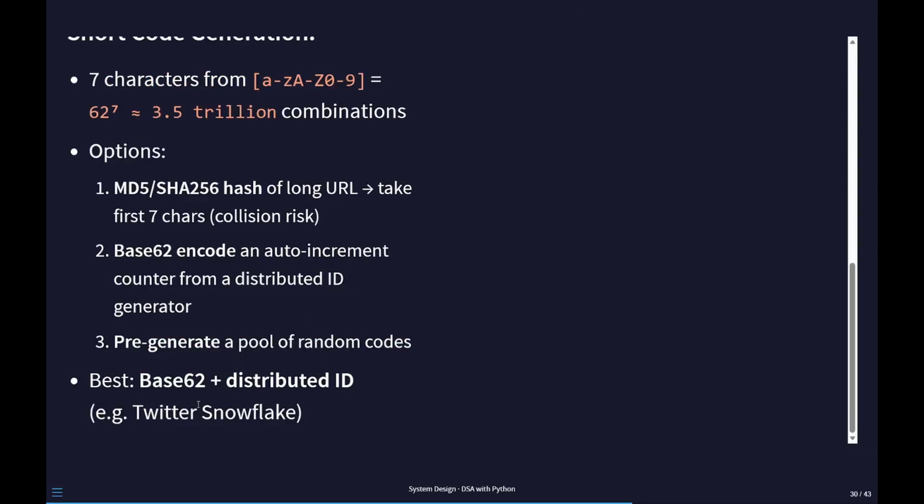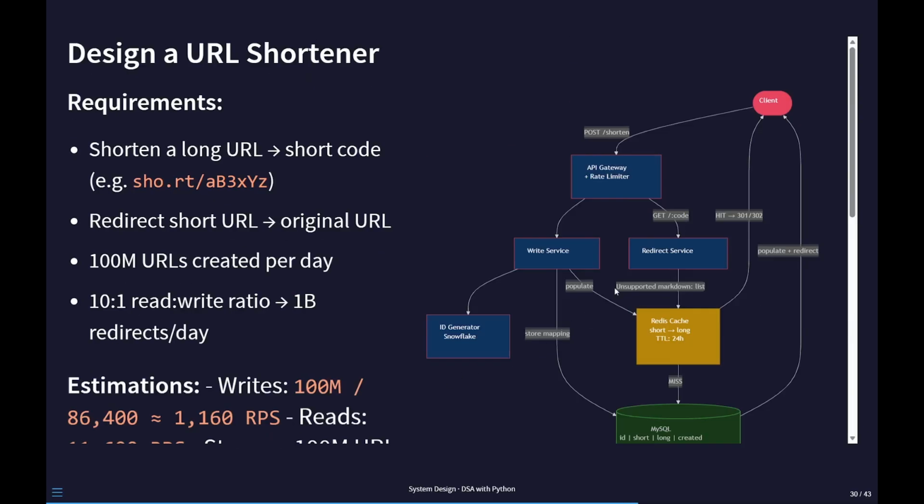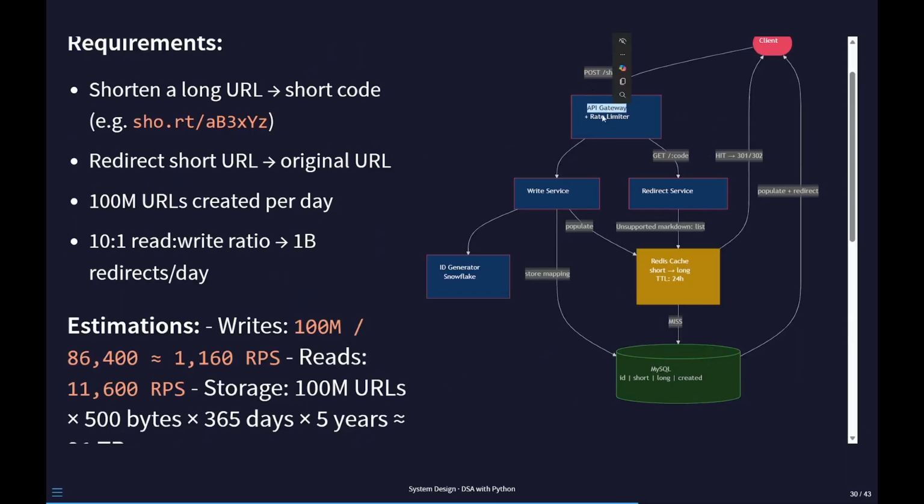The architecture on the right. Write path: client posts to the API gateway, which rate limits and routes to the write service. The write service gets a Snowflake ID, stores the mapping in MySQL, short to long URL, and populates a Redis cache. Read path: a GET request for a short code checks Redis first. A cache hit returns the redirect immediately. A cache miss queries MySQL and populates the cache.